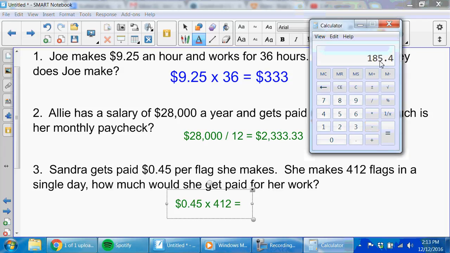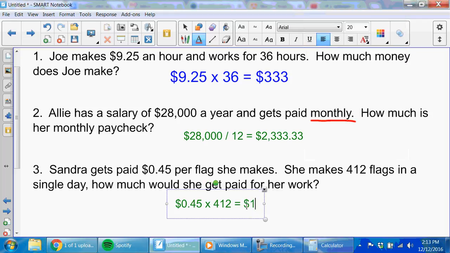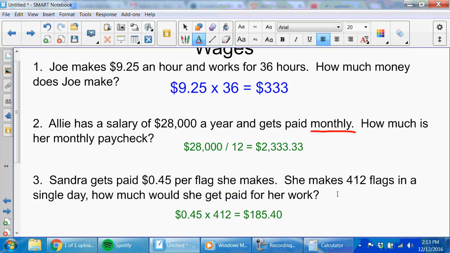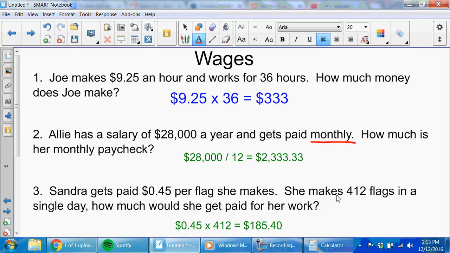Now this is money. This is not an acceptable answer to put down. I have to go 2 after the decimal point each time. So I would put down $185.40. Since 0.4 is not how money is described, I would have to put the 0 behind it. Use this video to help guide you learning about wages.